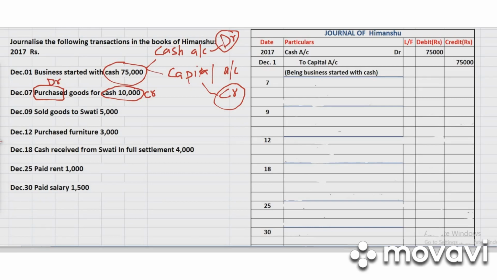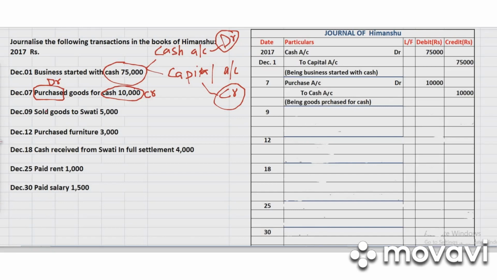In the same way, we will write this journal entry also. You can see it here. You see how it is written. Purchase account is debited and cash account is credited. So it is written: Purchase account debited to cash account, and the amount is 10,000. You can see the debit amount and credit amount are both the same, and a brief explanation is written in a very short way: being goods purchased for cash.